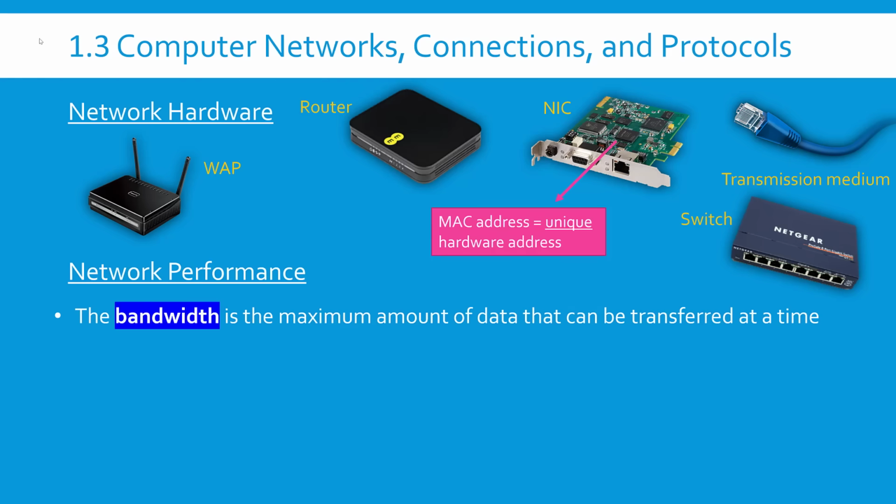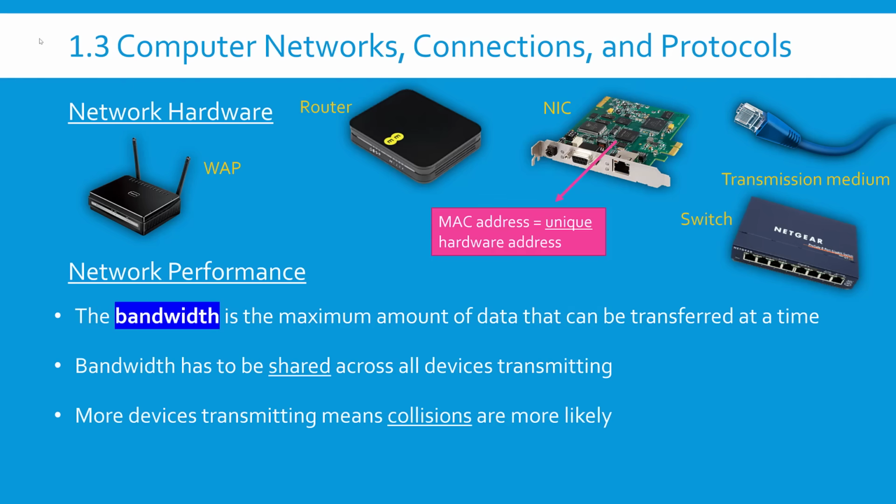Bandwidth is one of the many factors which affect the performance of a network. Bandwidth is the maximum amount of data that can be transferred at any given time. And so, as you add devices to a network, you have to share this limited bandwidth across all of these devices. The more devices you have, the longer it's going to take each individual device to transmit. And also, if you've got more devices transmitting at once, this means collisions are more likely. You get these errors, which have to get resent, slowing things down.